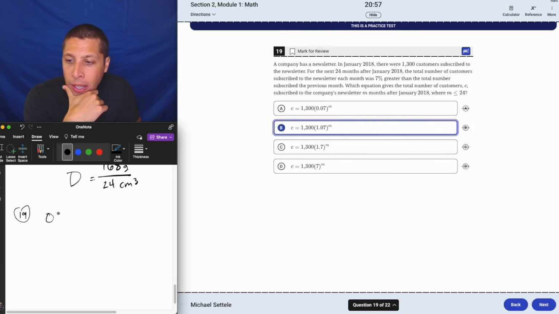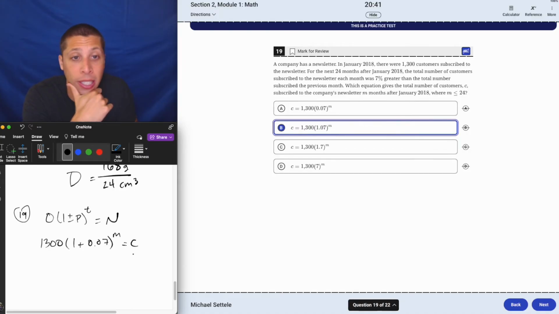So open is O, 1 plus or minus P to the, in this case, T equals N. So O is the original number, so that's 1,300. They tell us it's an increase of 7%, so write that as a decimal. In this case, our T is our M, and our new value is the total number of customers. So it's kind of rearranged, but we can rearrange it back. So 1,300, and then add these up, 1.07 to the M, right?